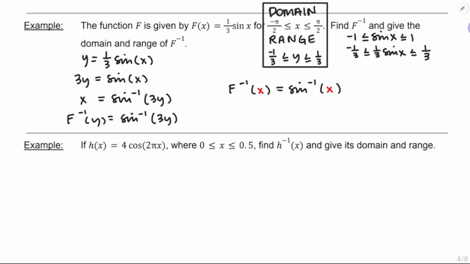And then thinking about the domain and range of this inverse, that's just going to be the swapped domain and range from the original. So the domain of the inverse will be negative 1/3 to 1/3, and the range will be negative pi over 2 to pi over 2.